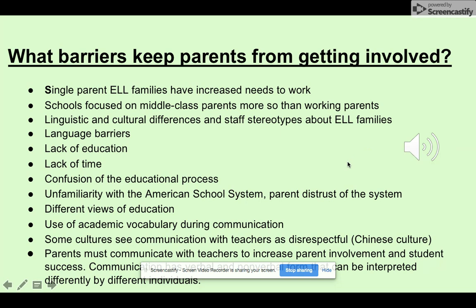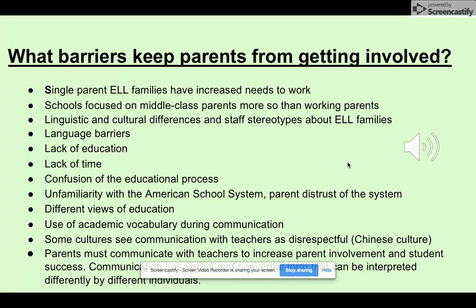There are many barriers that keep parents from getting involved. For instance, single-parent ELL families may have to hold down more than one job in order to meet the needs of their family. And schools typically focus on middle-class parents more so than working parents. For example, they might schedule meetings for 5 p.m. since that's the average work time end for middle-class parents.